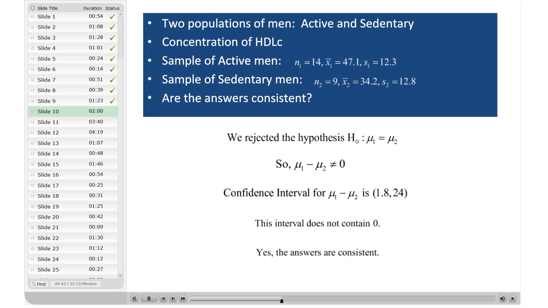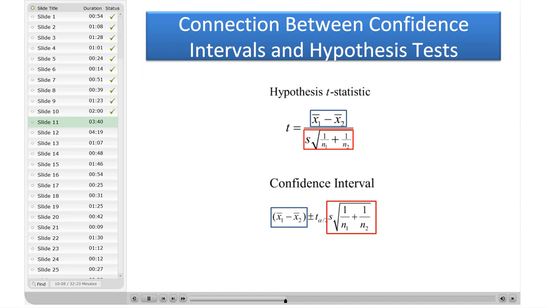Now later on, when we start talking about population proportions, you do not necessarily get a consistent result because there are slightly different mathematical procedures used for the hypothesis test and the confidence interval. But even then, for population proportions, it will still almost always be consistent. It's going to be very rare, and you would have to have a particularly weird situation before you would actually get an inconsistent result.